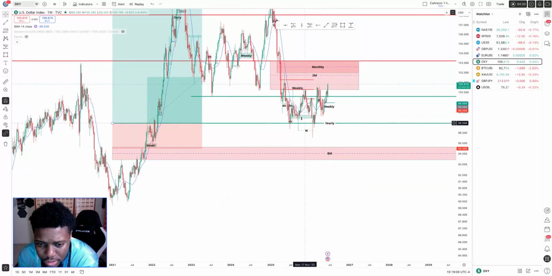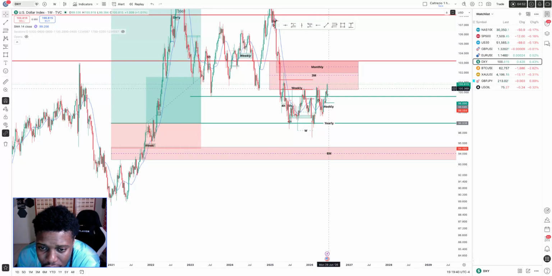So from a weekly perspective for the DXY, we had a sweep of liquidity of last year's low, and then we went up and we broke structure here. We also broke structure here. We closed above, and then we had the move back down into discount pricing for us to then head back up.